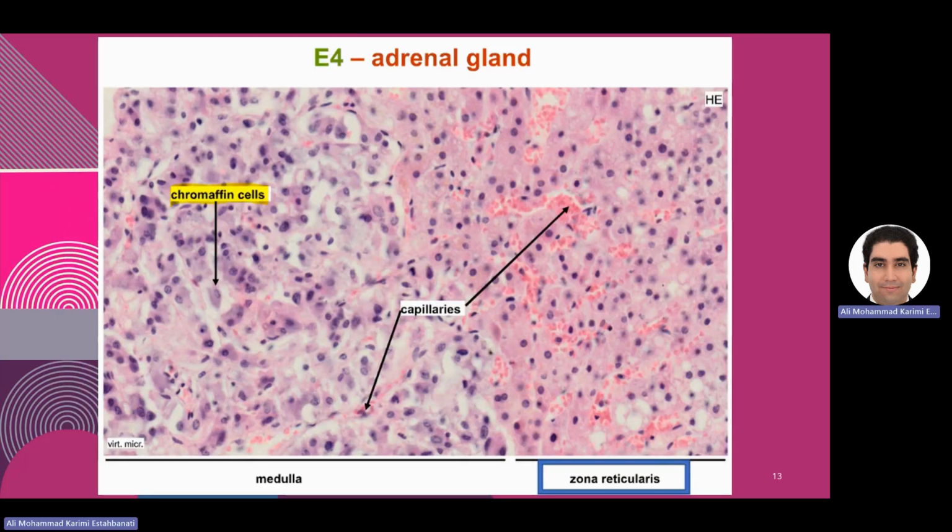Now, this is another picture for you guys to compare the zona reticularis and medulla, because as I mentioned, there is no specific shape for zona reticularis. So you need to understand that there is the medulla, there is the zona fasciculata, and in between you can see that this is zona reticularis. So this was the adrenal gland.